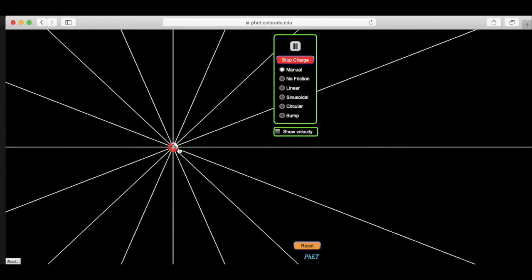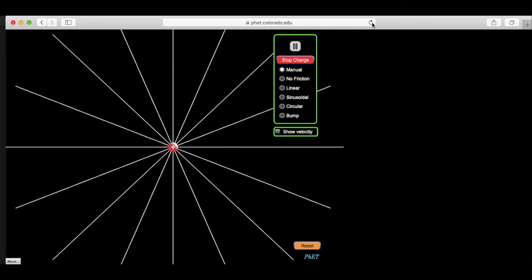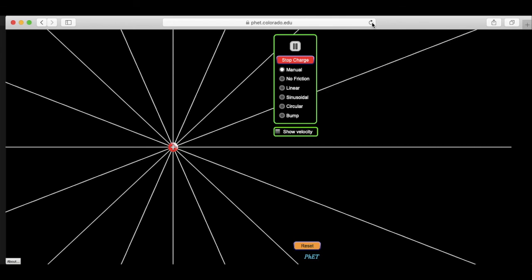So we have a charge here. It's a positive charge, not a negative charge, but it's still a charge. And we have those white lines going outward from it. That is the electric field. If I reinitiate it, what I want you to notice is it travels out, and any change in that electric field is going to propagate at the speed of light.